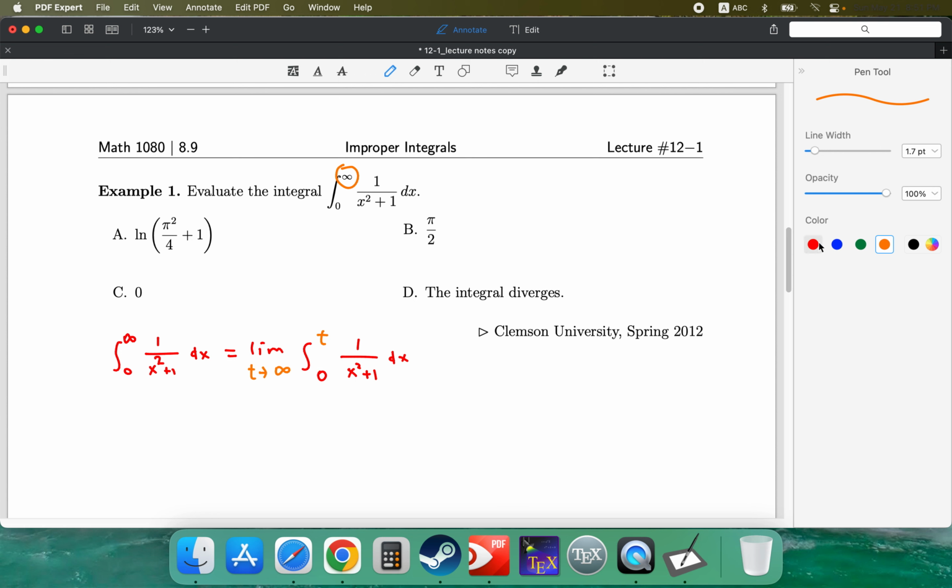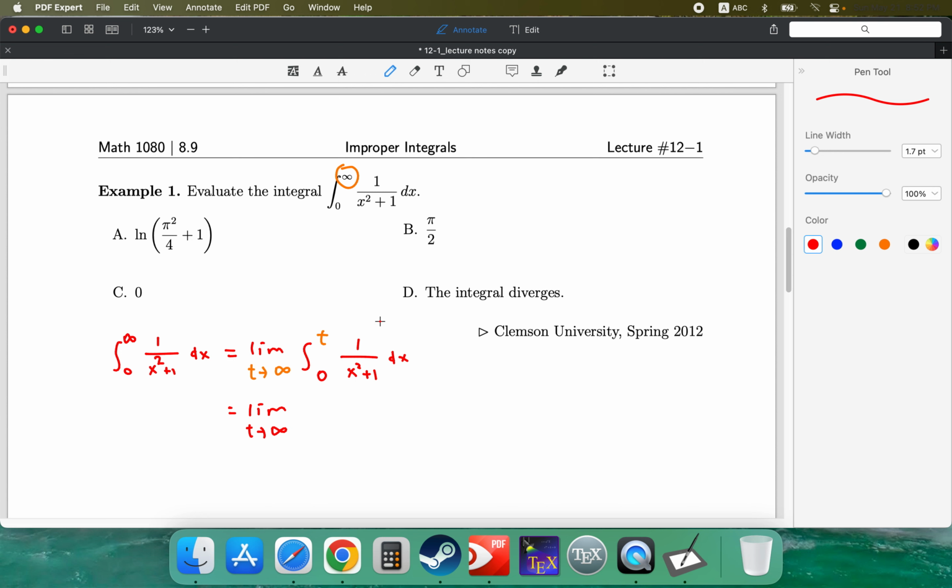Now, since this integral is from 0 to t, and t is just a number, we will be able to evaluate this. Let's keep the limit notation right here. We will need to evaluate this limit at the end. So let's take care of this integral first.